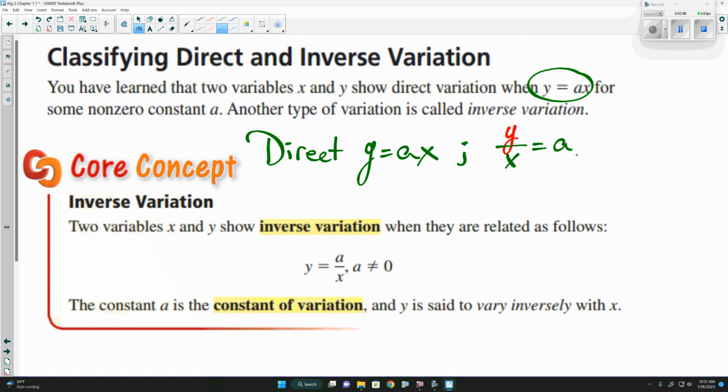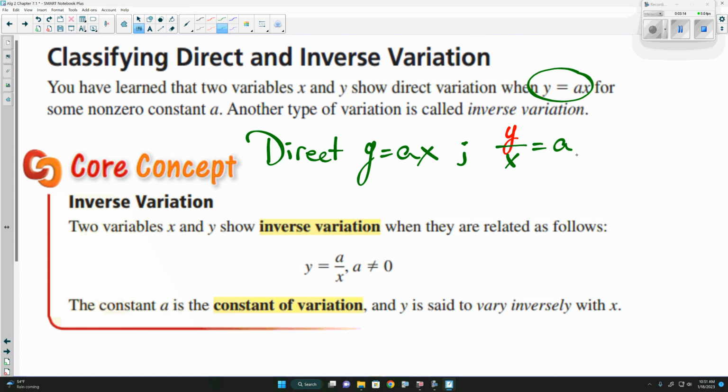Now with direct variation, when x and y, these two variables, are on opposite sides of the equal sign, they're both in the numerator. Neither one of them is in the denominator. They're both on top of the fraction, even if there's not a fraction written. On the same side, they're being divided by each other.